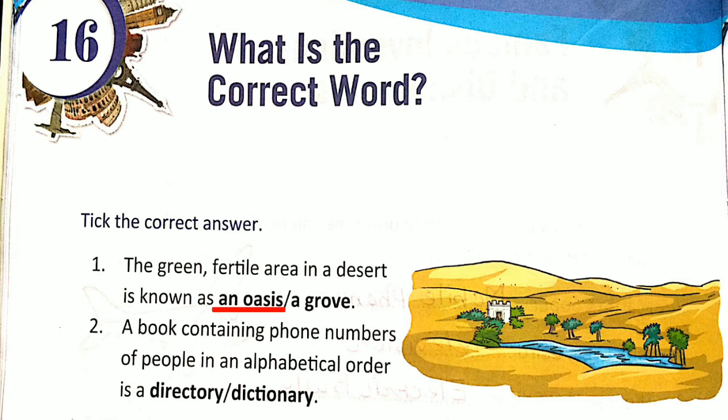Okay, very good. Now, number two, a book containing phone numbers of people in alphabetical order is a directory or dictionary. What is it called? A book containing phone numbers of people in alphabetical order. So it is a directory. In a directory, we find a book with phone numbers and also addresses of people.